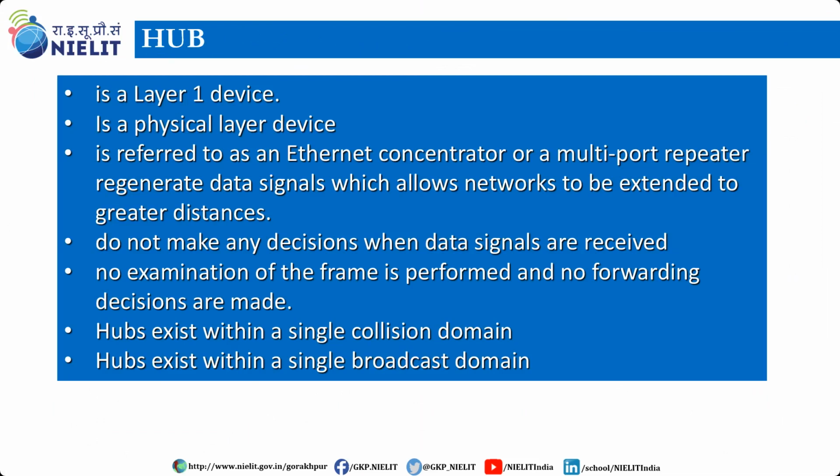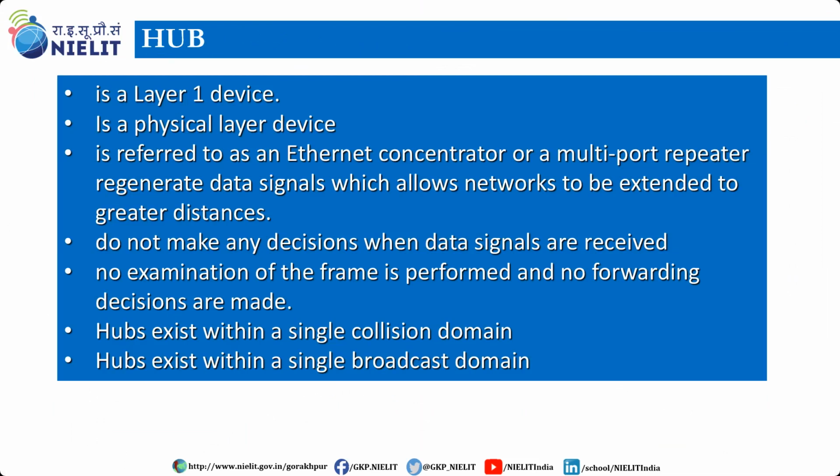So when a hub receives any signal from any PC, it does not make any decision because hub is not an intelligent device. It cannot read the content of the frame. That is why it cannot make any decision. No examination of the frame is performed. No forwarding decisions are made. So basically, after receiving a frame coming from a PC, the hub will broadcast it everywhere.